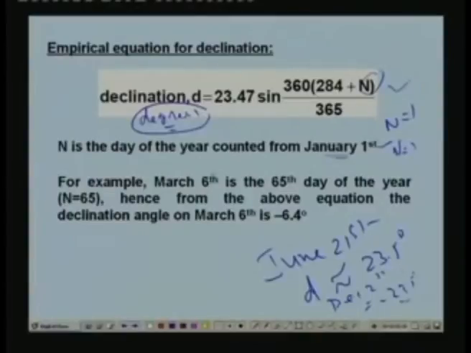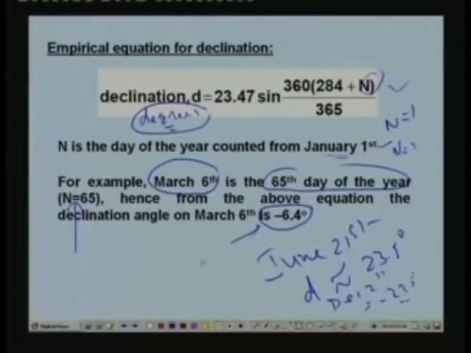For example, I want to calculate the declination for March 6th. March 6th happens to be the 65th day of the year, that means n is 65. So all that you have to do is substitute the value of n here. You will find that the declination on March 6th is minus 6.4 degrees from the above equation.